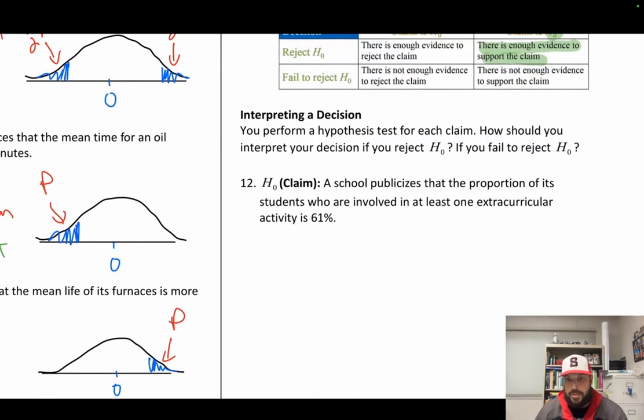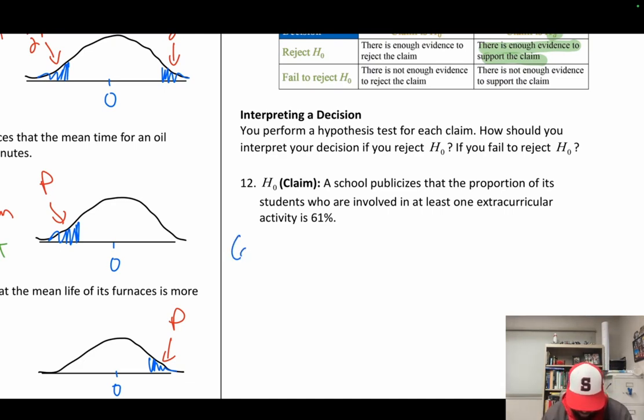You perform a hypothesis test for each claim. How should you interpret your decision if you reject the null hypothesis? What if you fail to reject the null hypothesis? On 12, our null hypothesis is our claim. A school publicizes that the proportion of its students who are involved in at least one extracurricular activity is 61%. We've seen that in a previous problem.